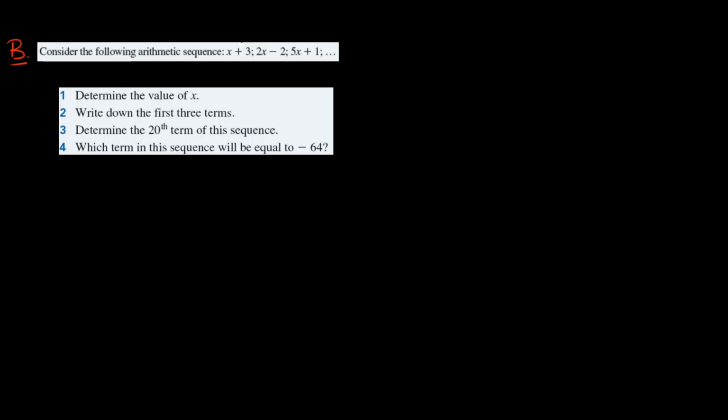So we're given an arithmetic sequence, and in this arithmetic sequence we're given x plus 3, 2x minus 2, 5x plus 1. You can see that now you're dealing with unknown variables of x, but you're told that it's an arithmetic sequence, so it still has the same properties. We know that the general term will be tn equals a plus n minus 1 times d, where a is the first term and d is the common difference. It still applies here, even though it looks a little bit different.